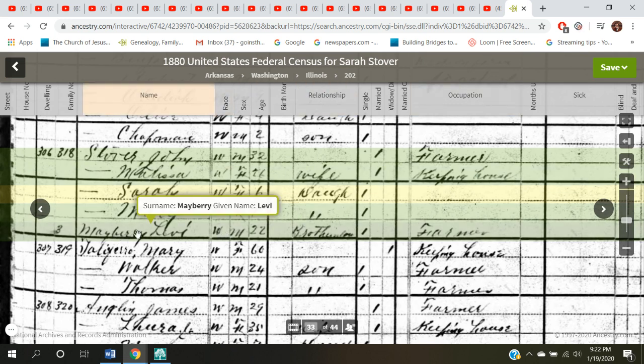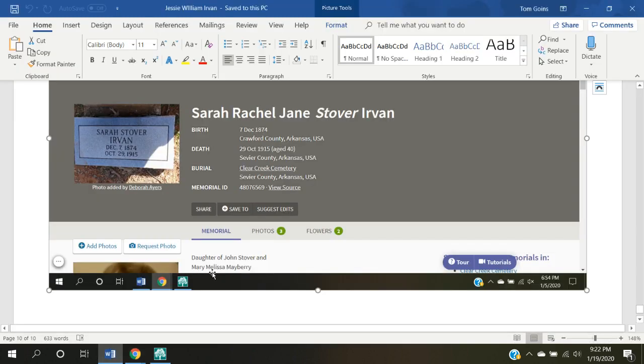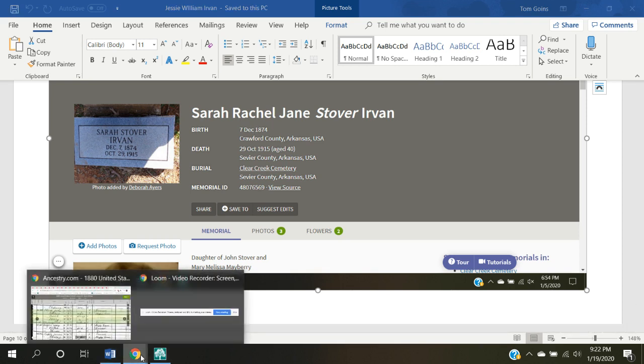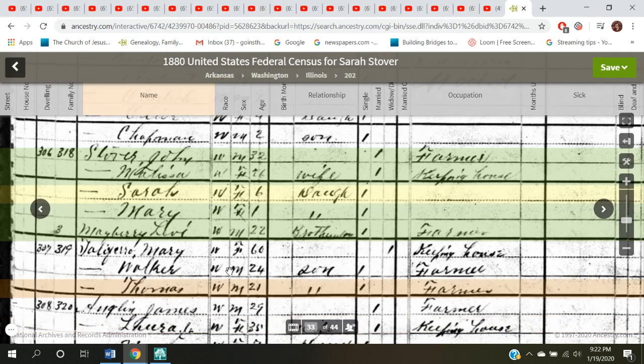They have a Levi Mayberry here, and he's the brother-in-law to John Stover. And that means that Melissa would be his sister, and he would be her brother. Mayberry is what we saw on this document here, Mary Melissa Mayberry. So I'm getting closer to 100% certain that these are the actual parents to Sarah Stover, wife to Benjamin Franklin Irvin. So I'm going to agree with that.